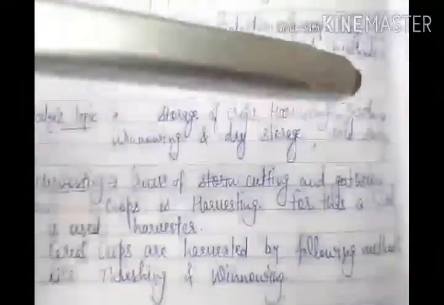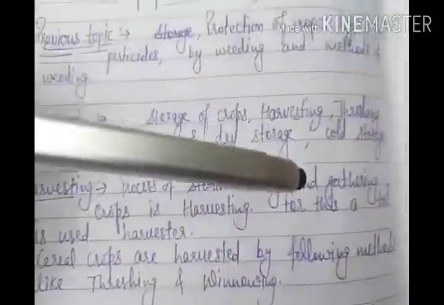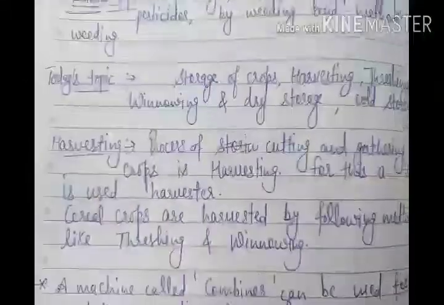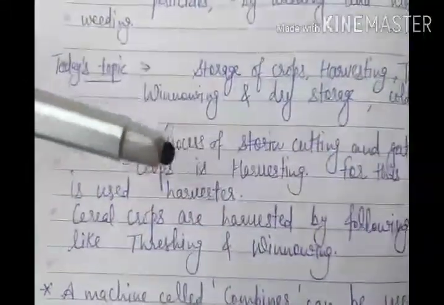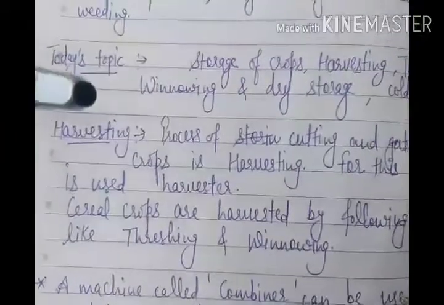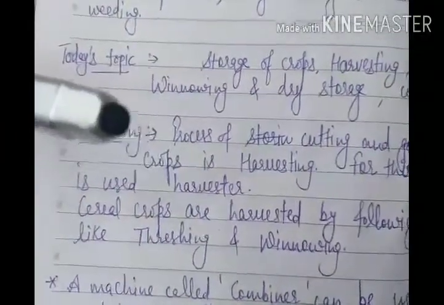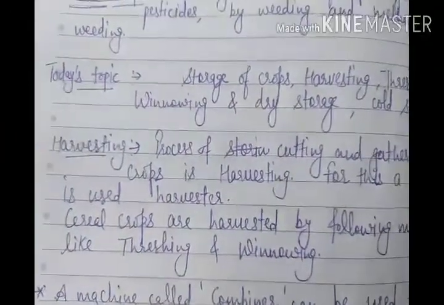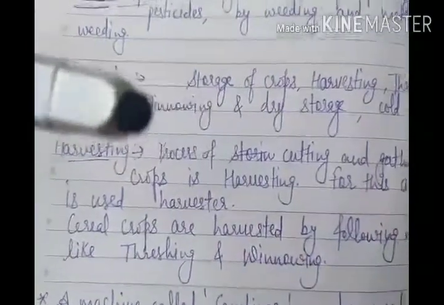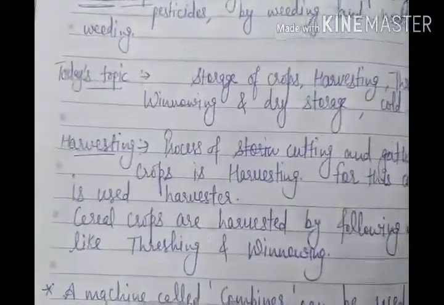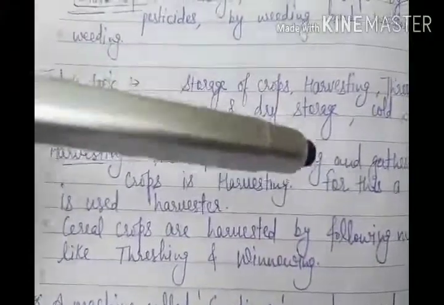So for harvesting, what agricultural implement does the farmer use? That is the harvester. A harvester is a kind of machine. It is operated just like a vehicle, and it can cut the crop and also gather the crop together.